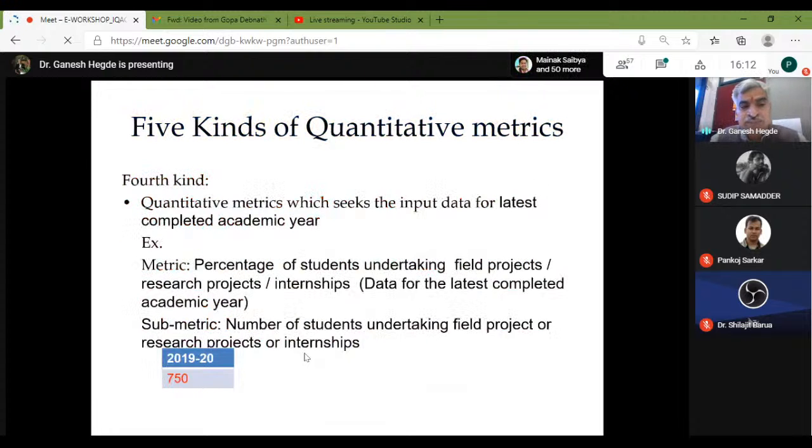Now the fourth kind is the quantitative metric which seeks input data for the latest completed year, for example, the percentage of students undertaking field projects. You have to give the last 1 year of data.